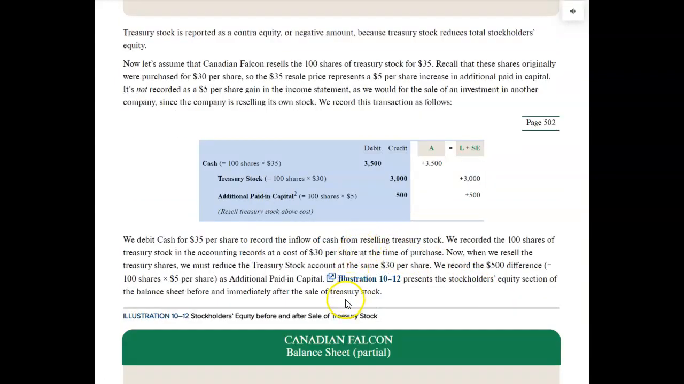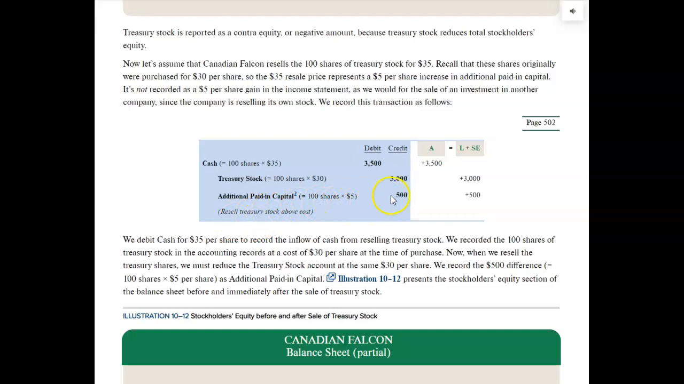Now let's say that the corporation sells some of those shares. I guess we're going to sell all of them. So it resells these treasury stock shares, and it sells them for $35 per share. Okay. So the cash coming in the door will be the number of shares being sold. This is treasury stock shares, 100 times 35, 3,500. Remove, in other words, credit from the treasury stock account, the cost of those shares, 100 times 30, 3,000. The difference is recorded into the additional paid-in capital account.